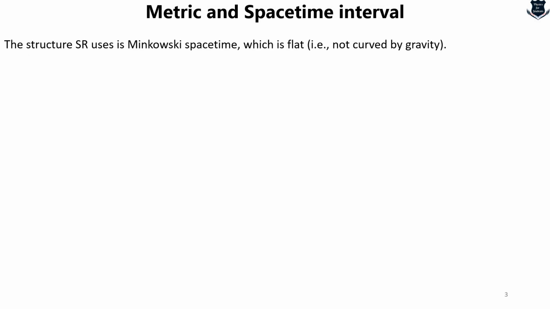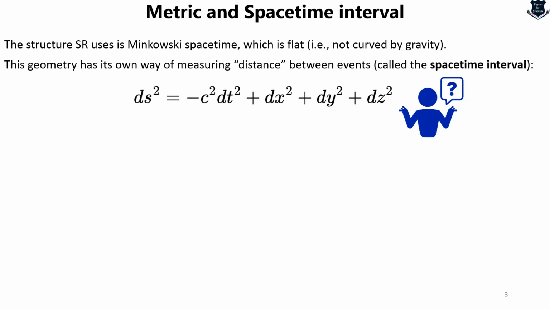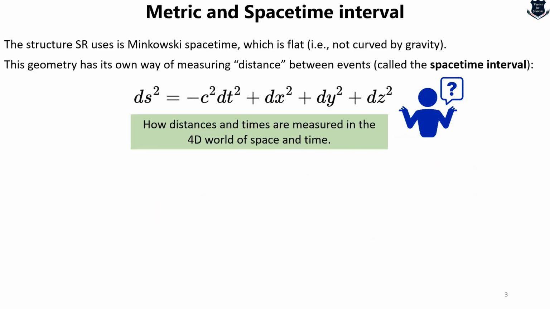In the last video, I explained that the structure of the special theory of relativity is basically in Minkowski spacetime, which is flat and not curved by gravity. And the geometry that we use to measure distances looks like this. And here the obvious question comes: what is this equation? In short, it tells how distances and times are separated in a four-dimensional world of space and time.